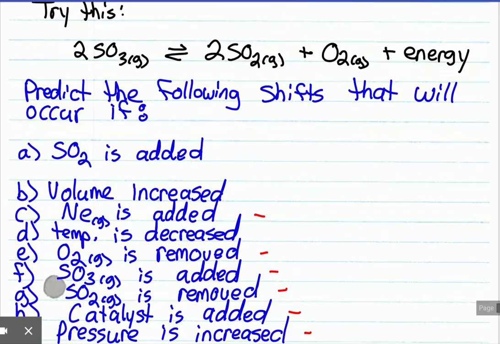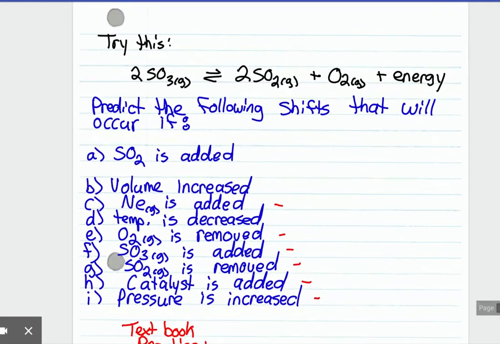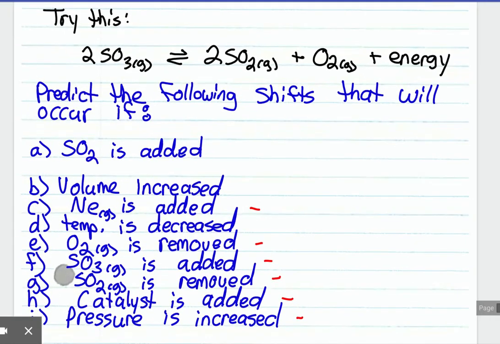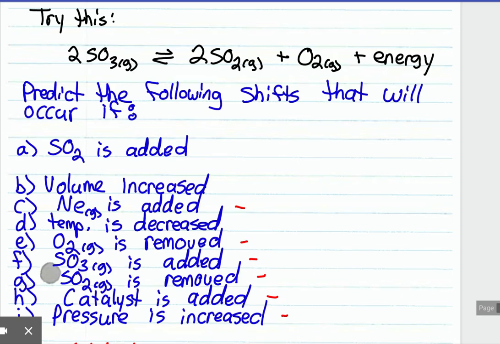go ahead and copy down this situation. And I'm just trying to make sure you can see it all. Okay. Copy down the situation here and predict the following shifts that will happen. So remember, we're adding a stressor, a shift, and then an adjustment in the concentration. So in this reaction, we have 2 molecules of SO3 in equilibrium with 2 molecules of SO2 and 1 molecule of O2, and it's exothermic, so it's releasing energy like a product.